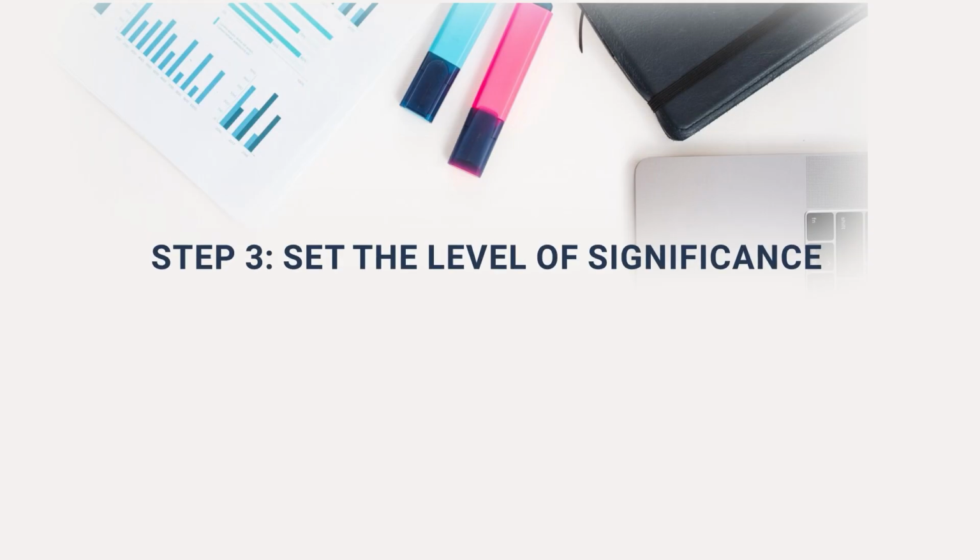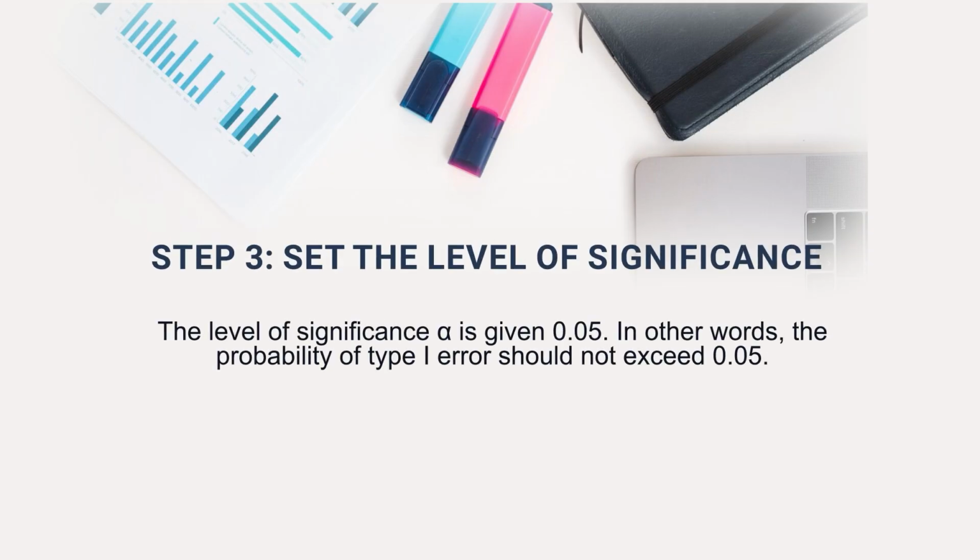In step 3, we have to set the level of significance. The level of significance alpha is given as 0.05. In other words, the probability of type 1 error should not exceed 0.05.